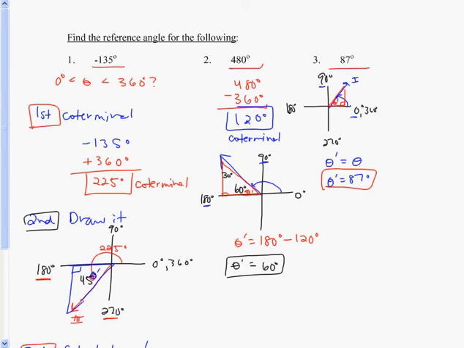We're good with that. Okay, that thoroughly covers the topic of reference angles. In the next part of section 2.2, we will look at implementing this knowledge to find actual trig values of angles that are bigger than 90 degrees.